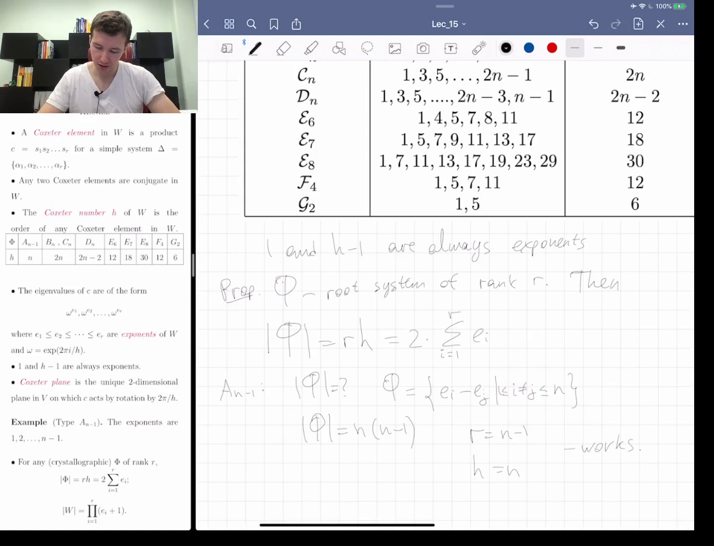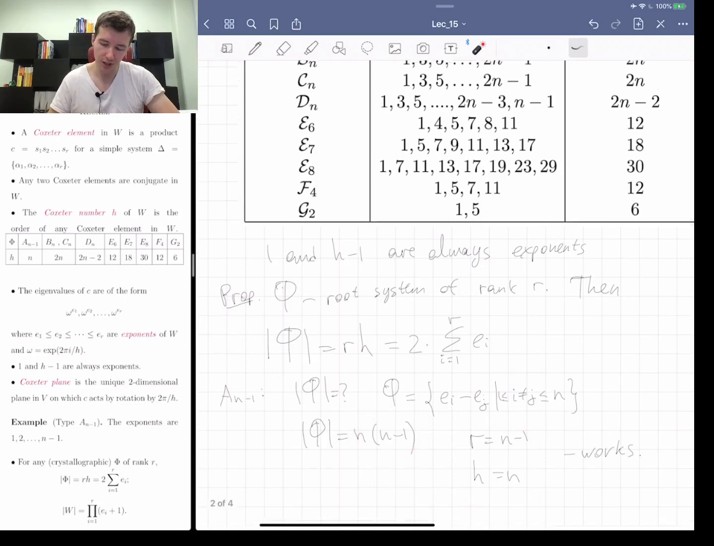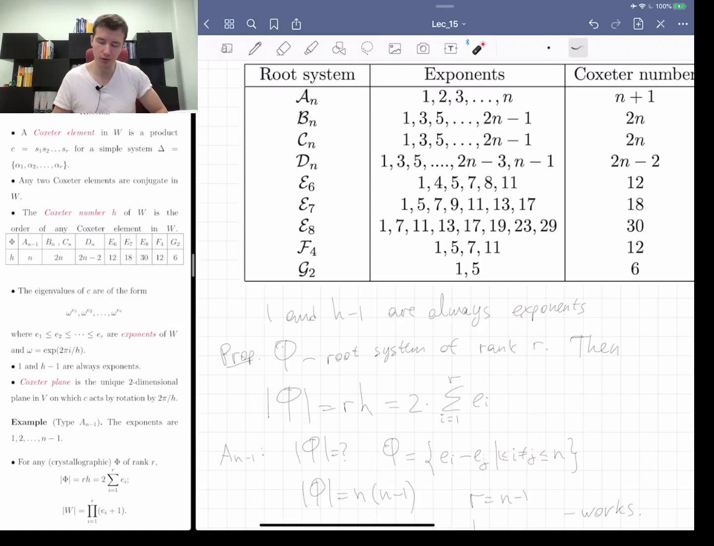Remember, the number of roots is like the number of diagonals of an n-gon, which is given by this number, R times H. But for other types, we don't have any n-gons and diagonals. We still have roots, and in each case, the number of roots is given by the Coxeter number times n, basically. So for type Bn, the number is going to be 2n squared. Is that true, actually? Yeah, let's try B_n.